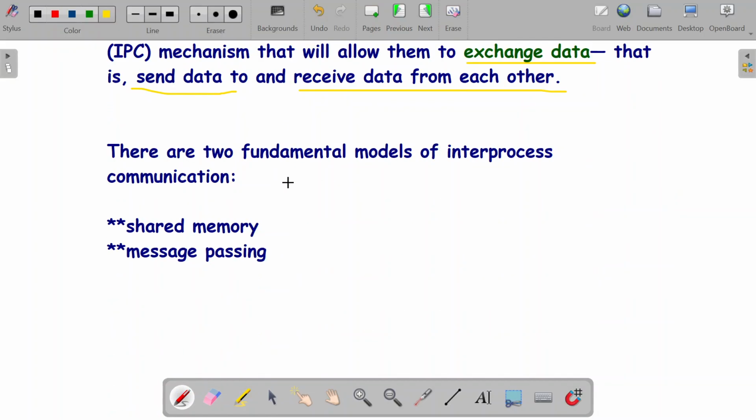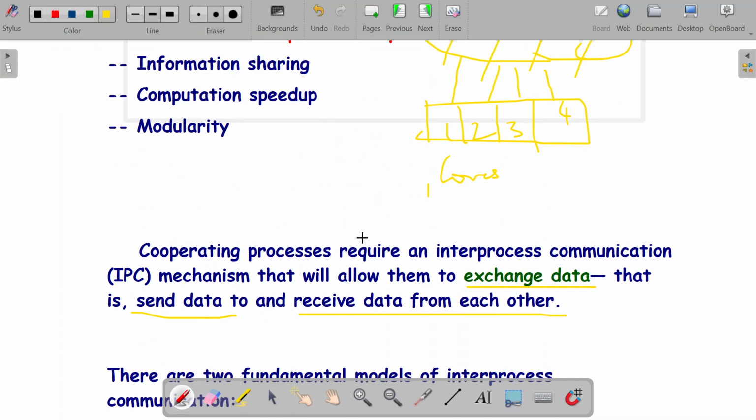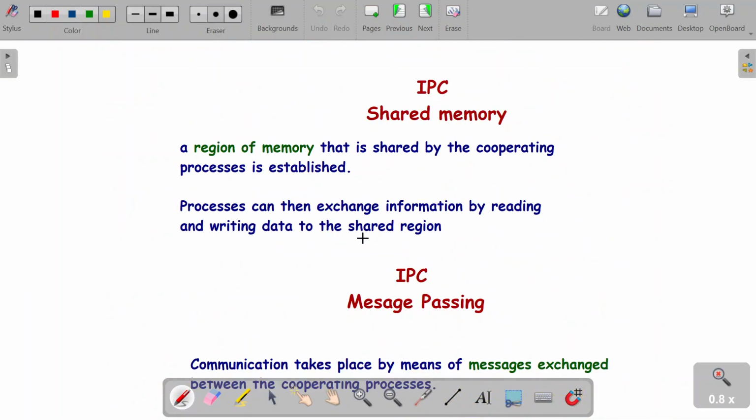So there are two fundamental models of inter-process communication: shared memory and message passing. Let's see, what is shared memory? You have a region of memory that is shared by the cooperating processes. You can think of it like a college or school notice board.